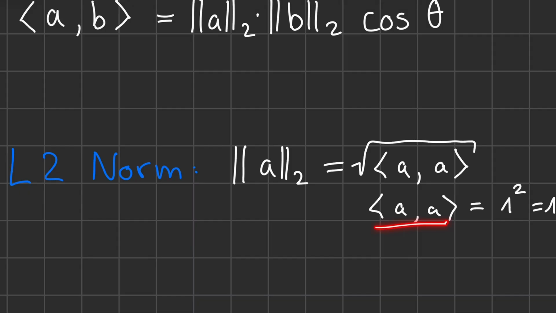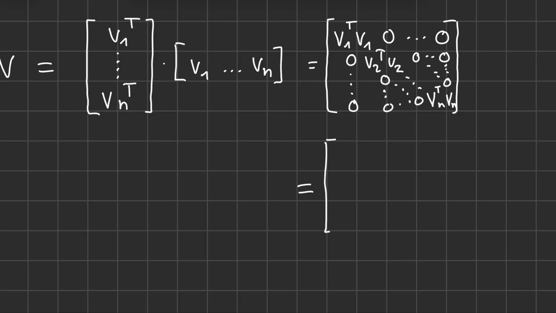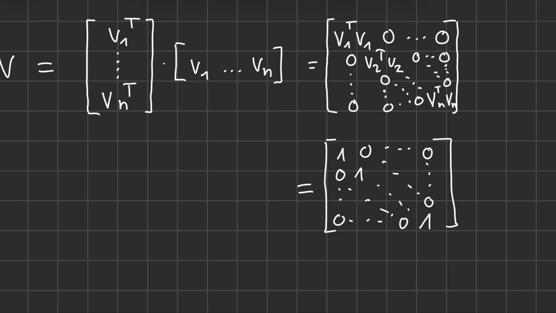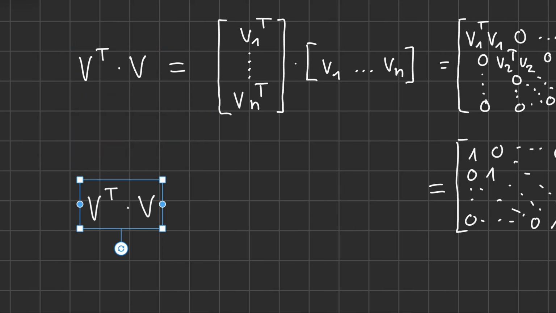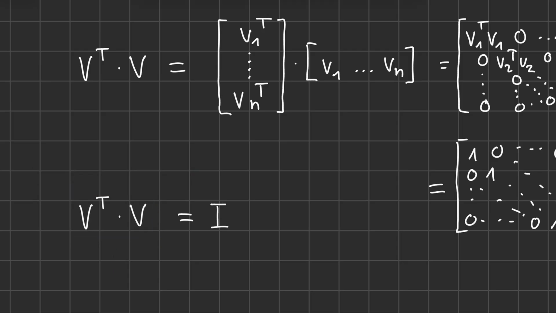So this scalar product, which in our matrix we have written as A transposed A, is equal to 1. And this is then exactly what we get in our matrix. We get 1s on the diagonal and zeros everywhere else. And this is exactly the special property of our matrix V, because this is just the identity matrix. So V transposed times V is equal to the identity.